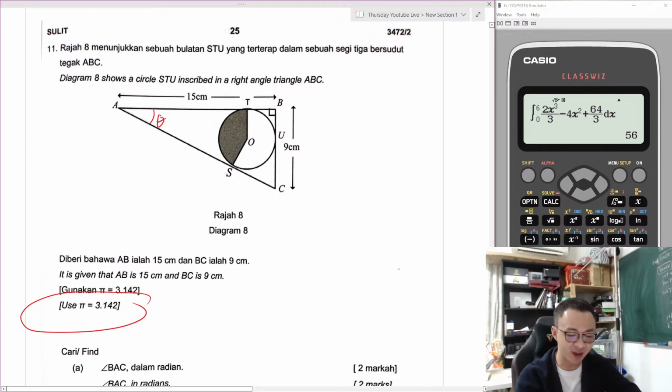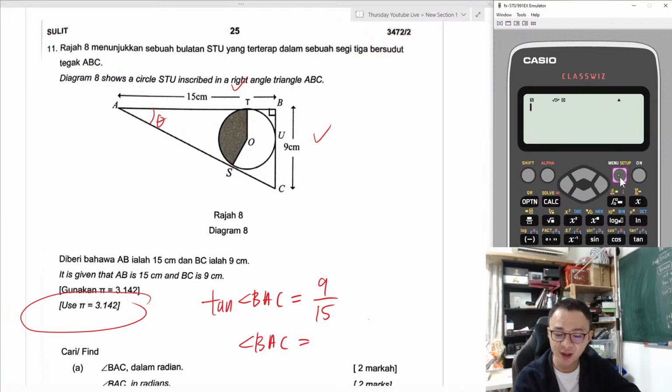Then I will just use SOHCAHTOA, right? It's opposite over adjacent, so we'll just use the tangent. So tangent angle BAC is opposite over adjacent. So angle BAC, make sure your calculator is changed to radian. Shift menu, angle unit, radian. Then you just shift tangent, 9 over 15.